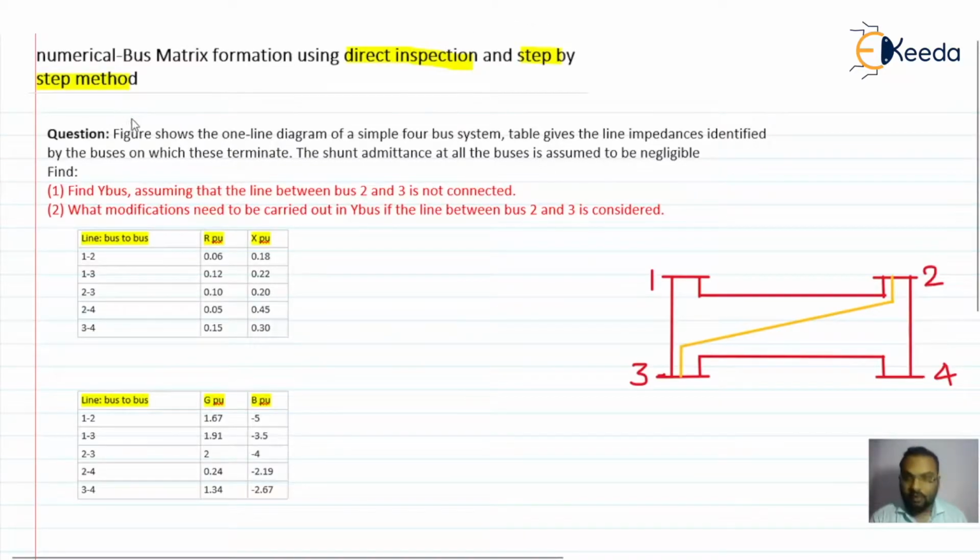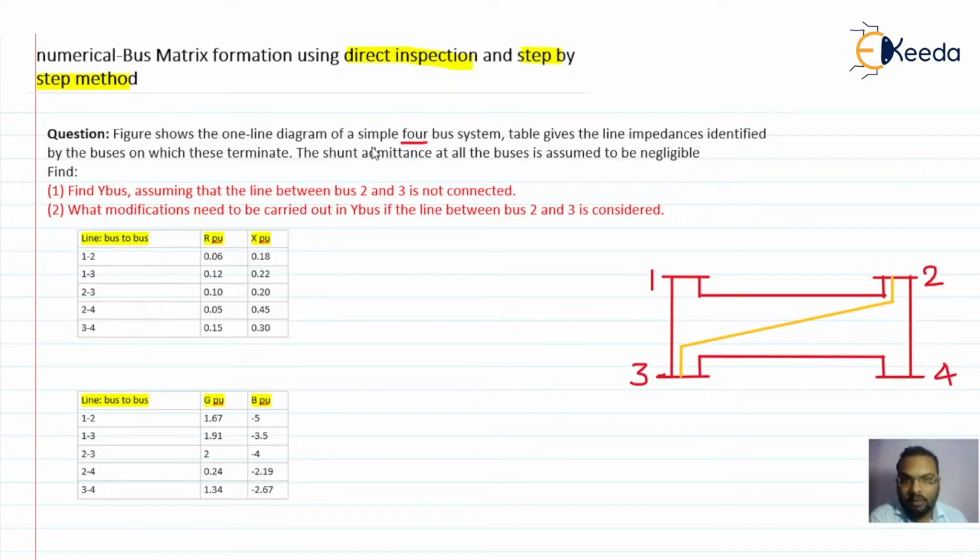Here the question is given. The figure shows the one-line diagram of a power system of a simple 4-bus system. Okay, here a 4-bus system is given to us. The table gives the line impedances identified by the buses on which these terminate. Okay, so between two buses there is a transmission line, and the line impedance of that transmission line is given in the table.